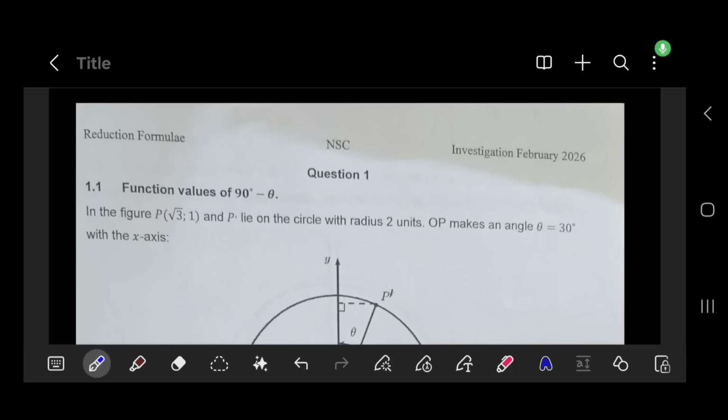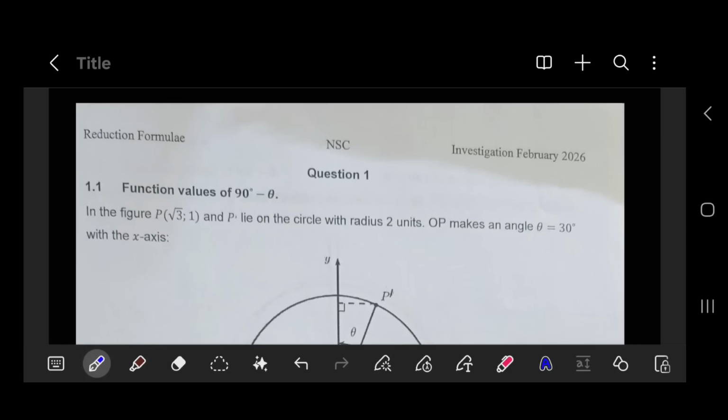Guys, in this video, I'll be working through a 2026 grade 11 math investigation. This was an investigation that was written by one of the schools recently, so last week sometime, and this investigation was based on trigonometry. So here is question 1.